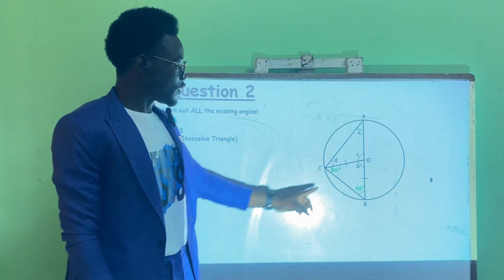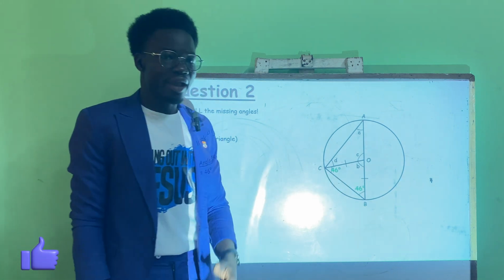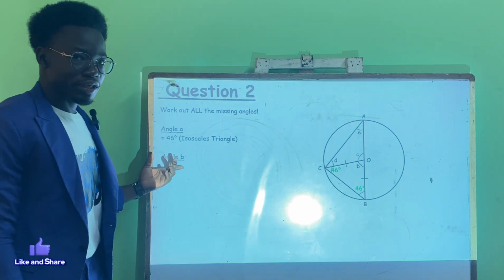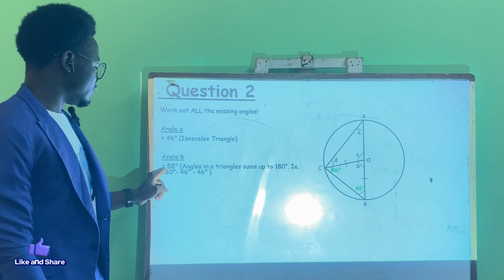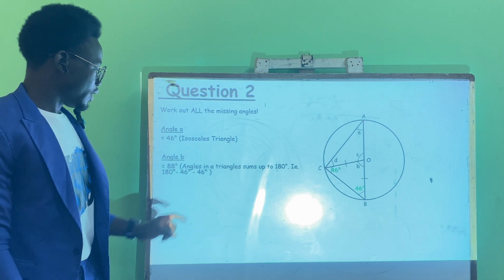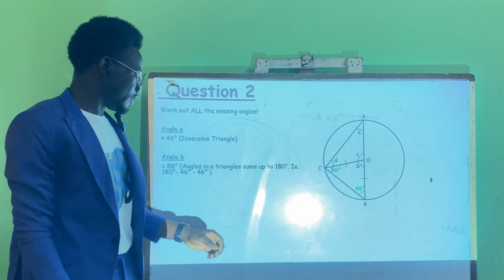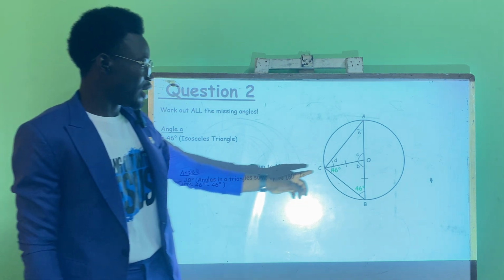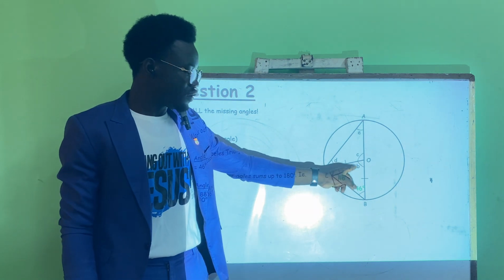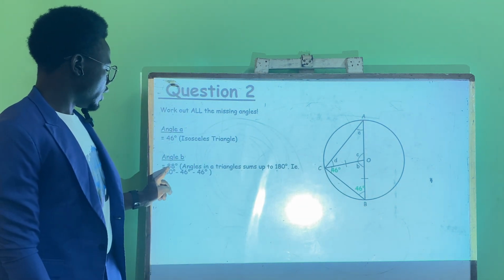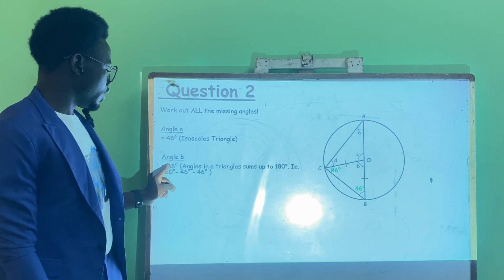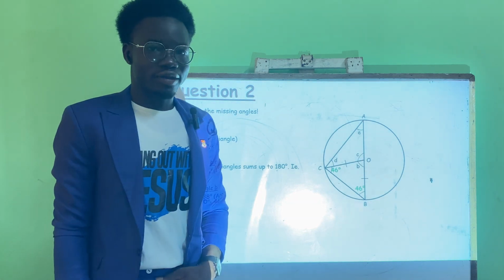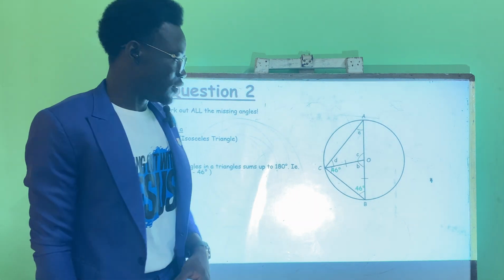So we sum 46 plus 46 plus B and equate to 180 degrees, and that gives us the angle B. So the angle B here is 88 degrees. Angles in the triangle sum up to 180 degrees. That is, when we take 180 degrees minus 46 minus 46, the remainder is B, which is 88 degrees. So when I sum 88 degrees plus 46 degrees plus 46 degrees and I don't get 180 degrees, it means that your answer may be wrong, and you need to look at it.